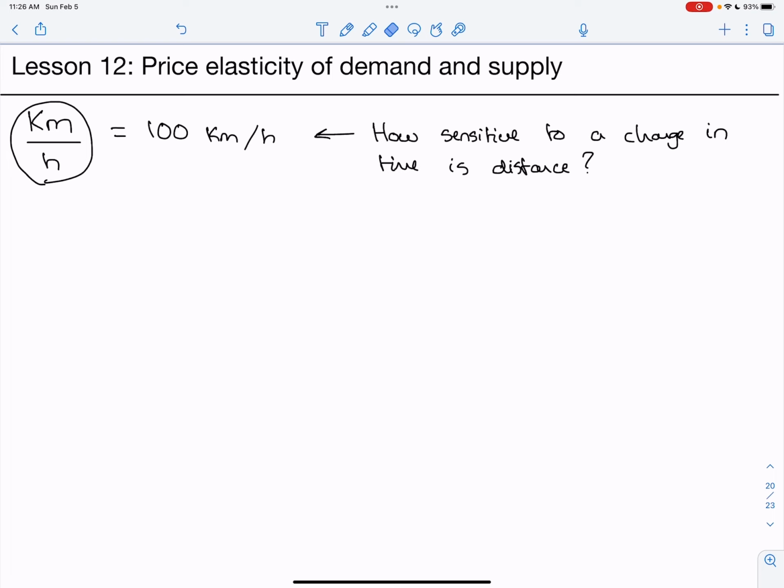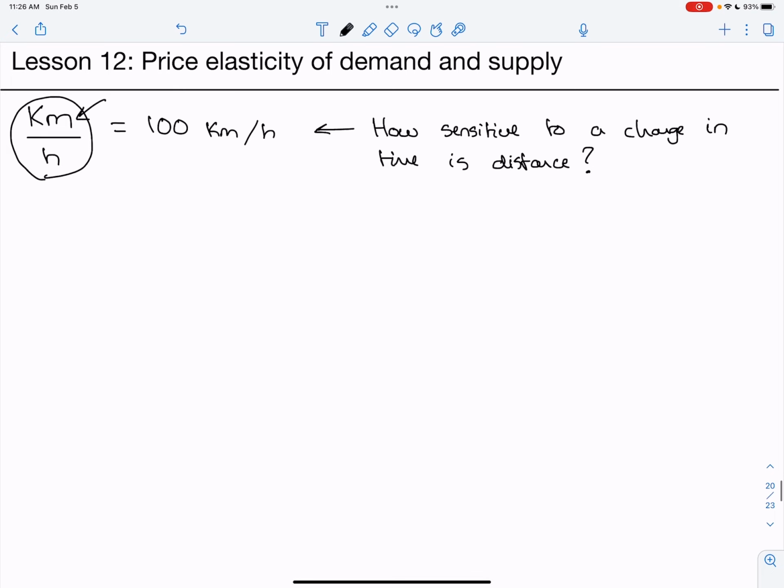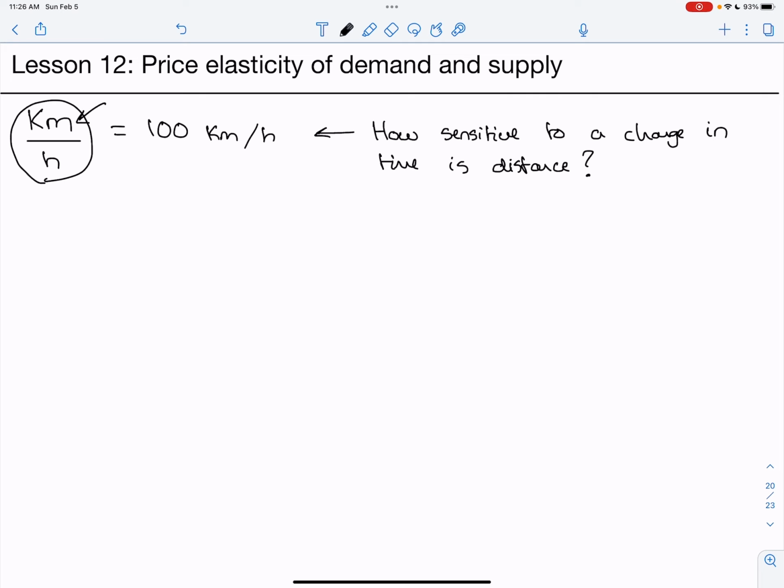So you're actually dividing the number of kilometers by the number of hours. I'm just trying to point out that the idea of sensitivity is intimately connected with division. The thing that is sensitive to the other thing is on the top of the division, in the numerator position, so that's kilometers. And the thing that kilometers is sensitive to is in the denominator position. So that actually brings us to elasticity.